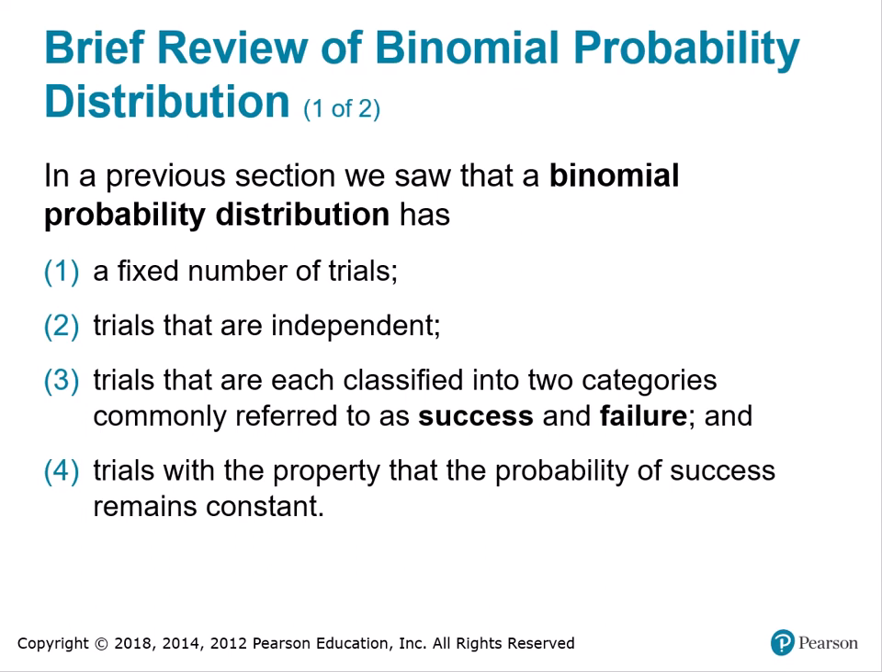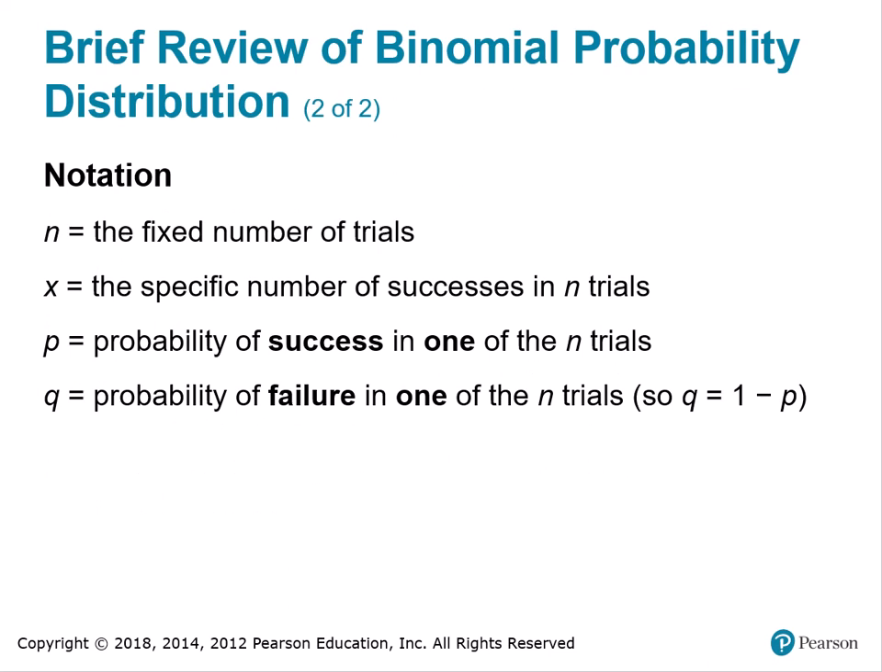Alright, so part of the binomial is a fixed number of trials. Trials are independent, success and failure, and the probability of success is constant, meaning that if it's 0.5 for one trial, it's 0.5 for all. These are the notation again that we just talked about: n, x, p, and q. Remember, feel free to pause at any point.